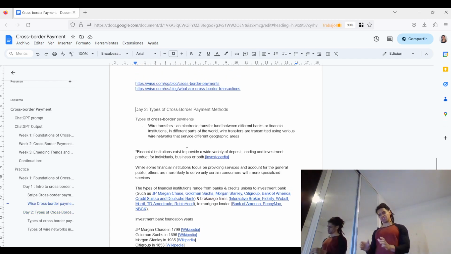So the whole point of today's video is to dive a little deeper into cross-border payment: what it is, what the types of cross-border payments are, specifically wire transfers, as well as the different networks involved when it comes to these wire transfers. After all, cross-border payments involve the movement of funds across borders.